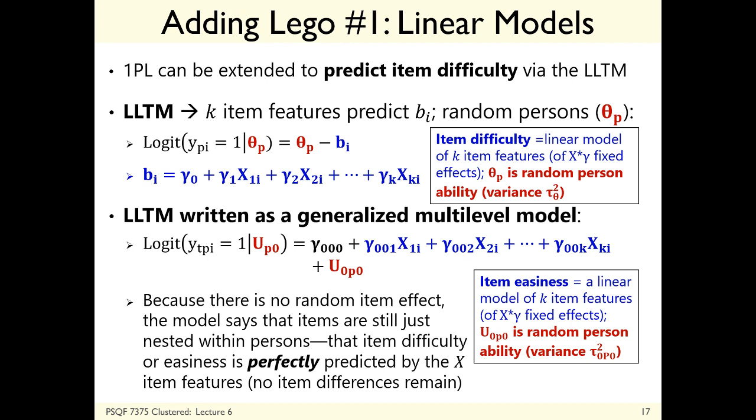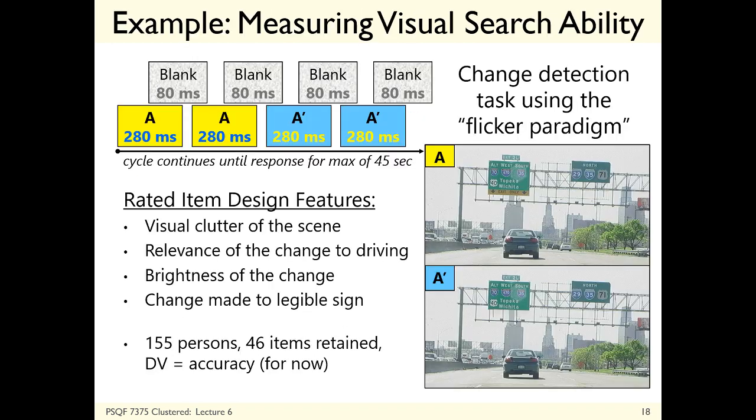I'm saying that difficulty can be predicted by a linear combination of item predictors. So it's actually making the same mistake that I did for Larry's data by not thinking about the fact that items have to have a variance left over.